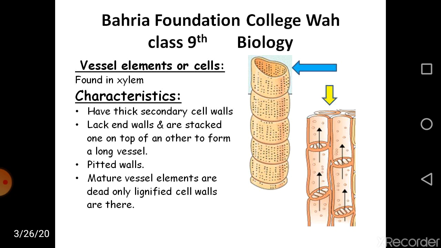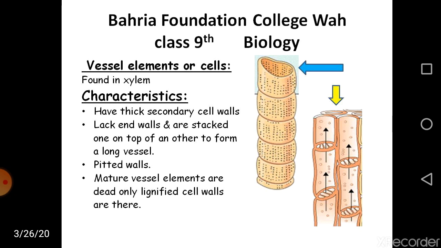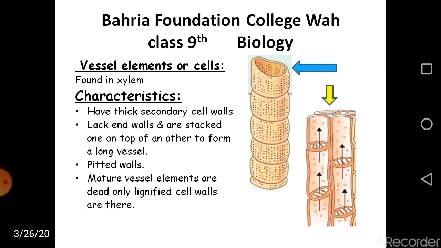The mature vessel elements are dead and their walls are very thick, and they only transfer water from one part to the other. These walls are pitted. Pitted means that they have some dips in them.